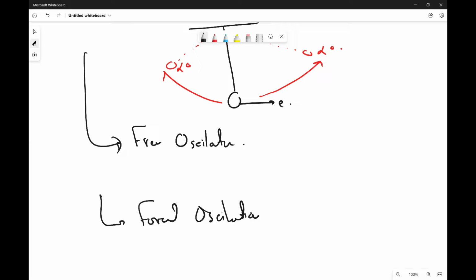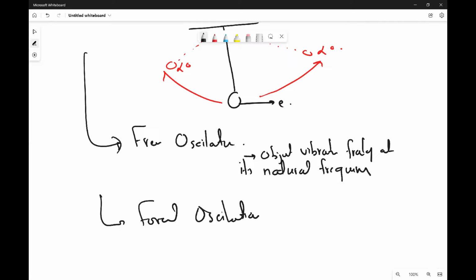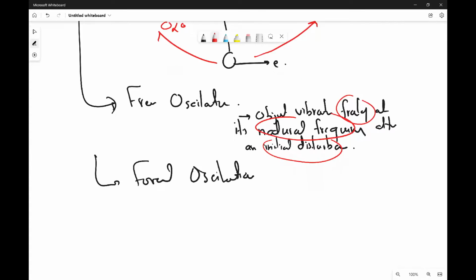So free oscillations: an object vibrates freely at its natural frequency after an initial disturbance. So, important things: natural frequency, initial disturbance, vibrating freely. All right, these are the key words that you need to consider while writing a definition for free oscillations.